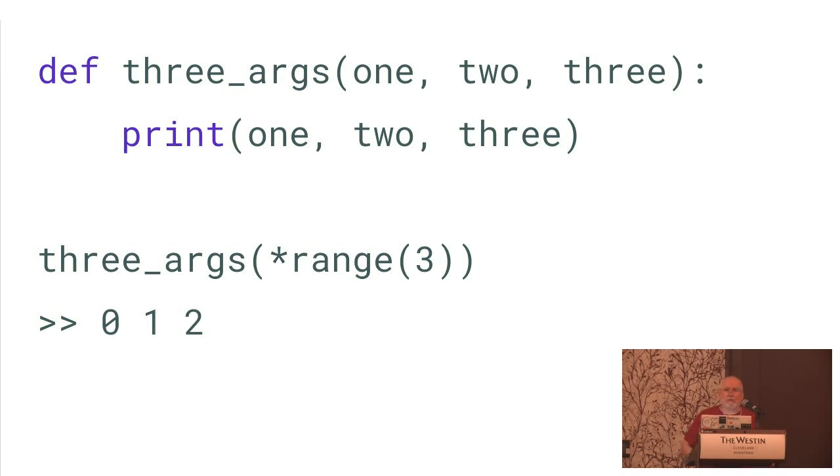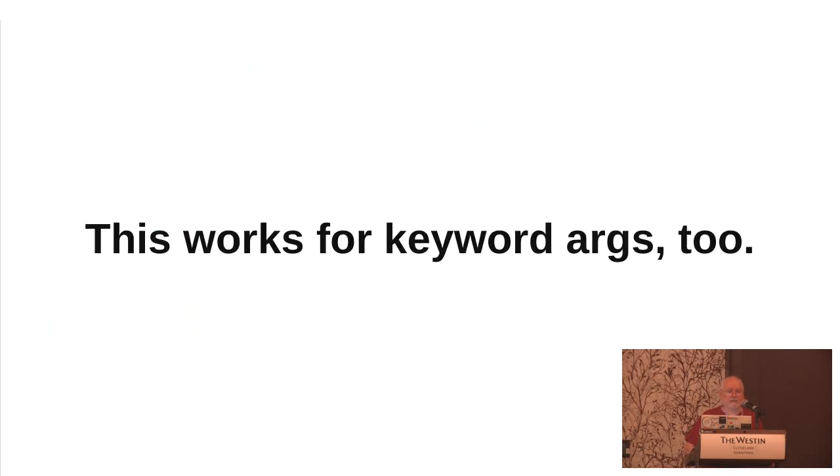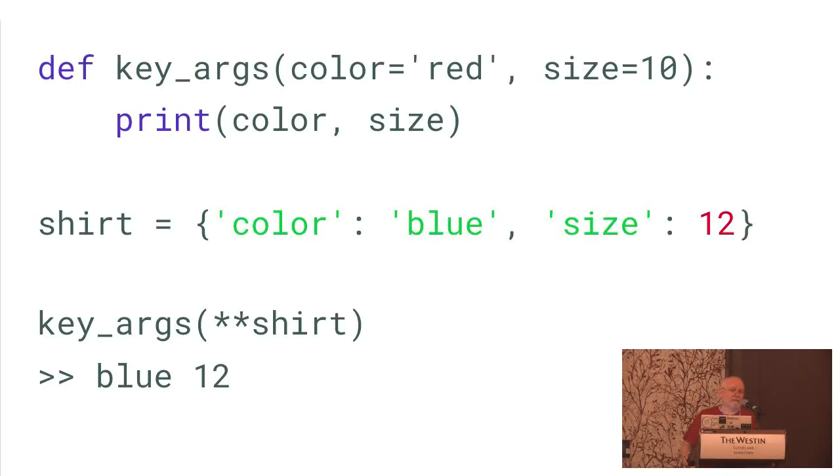Just repeating the example with the range argument to show it doesn't have to be a list. Anything that's a sequence where the sequence matches the number of arguments here works. This works for keyword arguments too. So I can declare keyword arguments here. If I just print it this way, I'm just getting the defaults out. But I can make a dictionary, and this time I'm using double star to tell it I want to unpack the keys and values of that dictionary, and it will map those keys and values onto my named keyword parameters in my function call here.